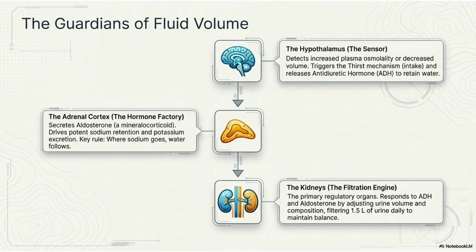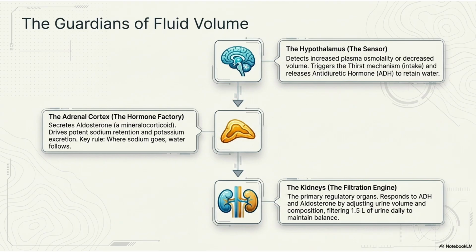Your hypothalamus is the sensor. It senses increased plasma osmolality or decreased volume and triggers the thirst mechanism or releases the antidiuretic hormones. So if there's not enough fluid, then it's going to make you thirsty. And if it's a lot of fluid, then it's going to make you pee. Okay?